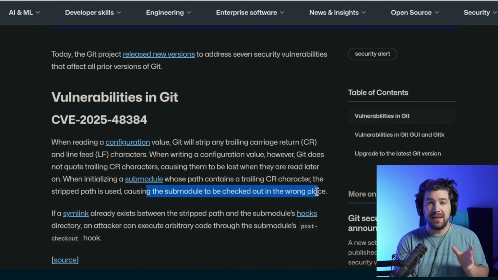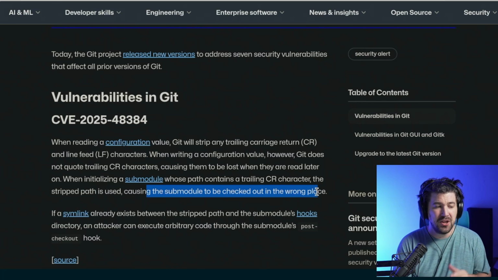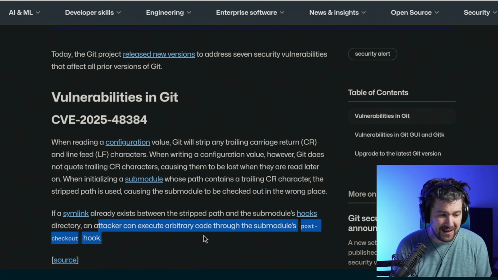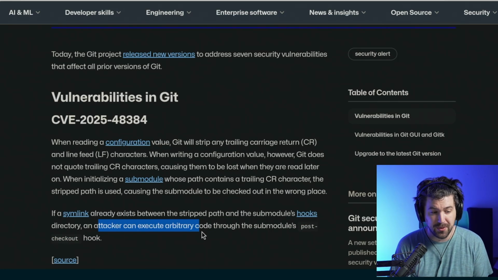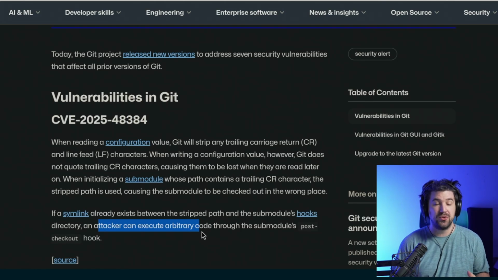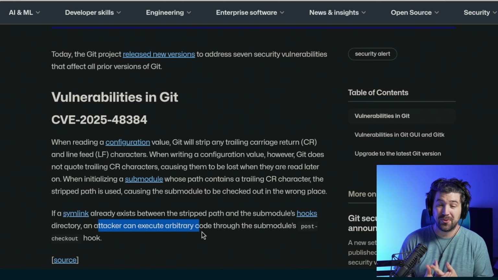The big problem here is when you can check out something to the incorrect place, you actually can check out to a symlink. And if the symlink already exists between the stripped path and the submodule's hook directory, an attacker can execute arbitrary code through the submodule's post-checkout hook. So this is a way to execute arbitrary code, pretty serious.